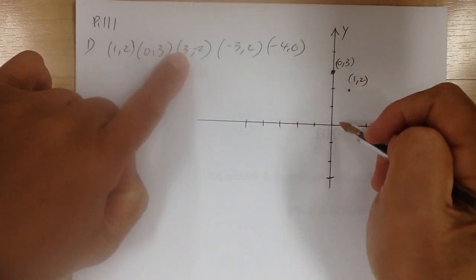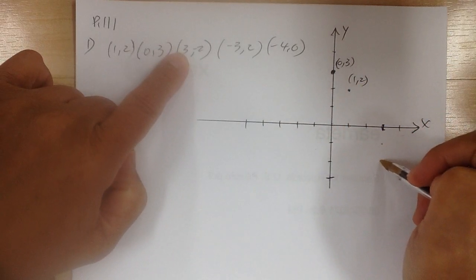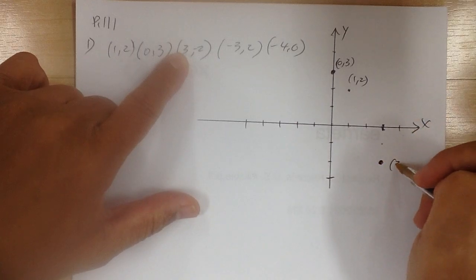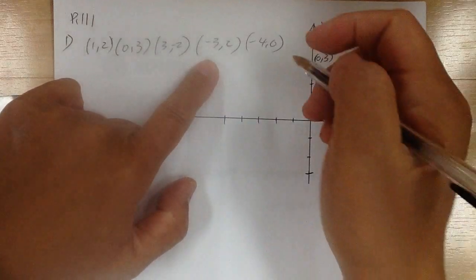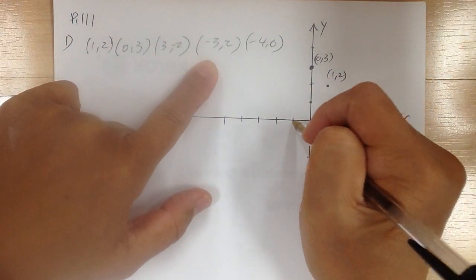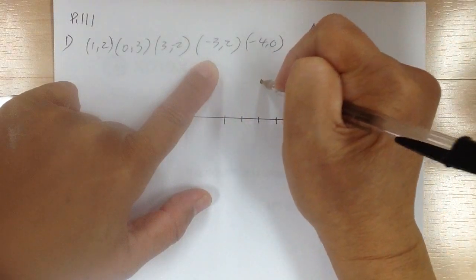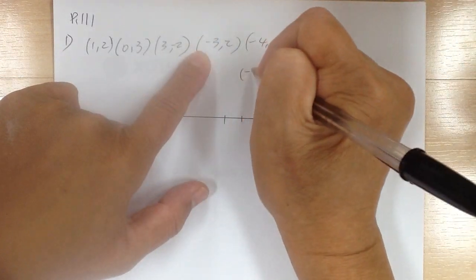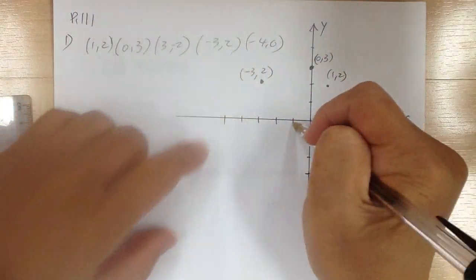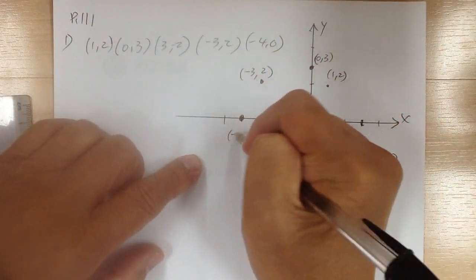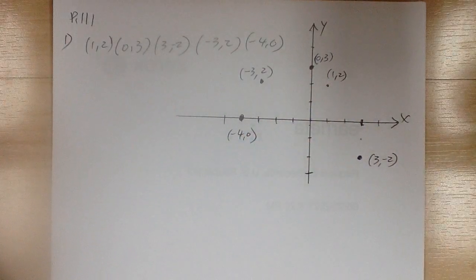Right? This way (3, -2). So go 1, 2, 3, then negative 2, 1, 2. Right over here. So that's your (3, -2). Okay? And next one is (-3, 2). So go negative 1, negative 2, negative 3, positive 2. Right over here. So you can remember first number is your x, second number is your y. So next one is (-4, 0), right over here. Okay, and that's it for those points.